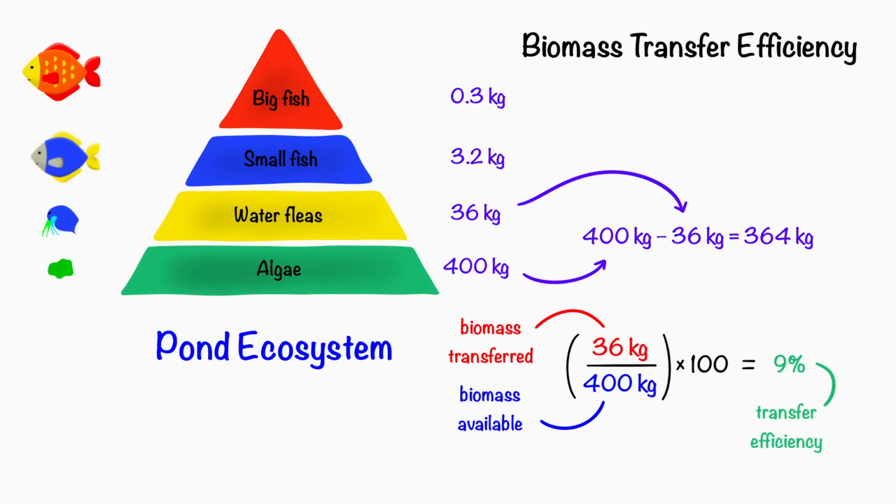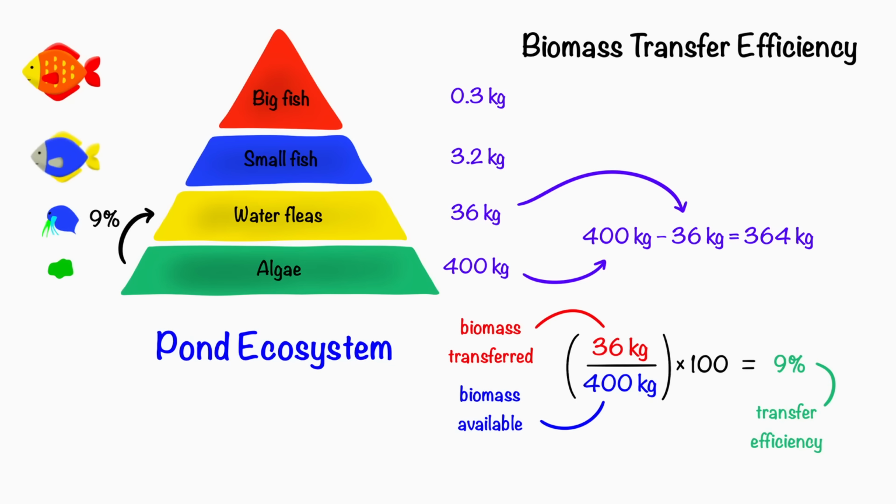Transfer efficiency equals biomass transferred divided by biomass available multiplied by 100. For algae to water fleas, there is a 9% transfer efficiency. This calculation reveals that only 9% of algal biomass transfers to water fleas. Similar calculations for other levels would show comparably low efficiencies, typically ranging from 5% to 20%.